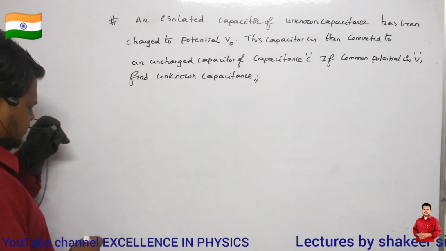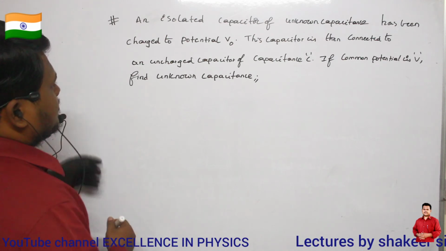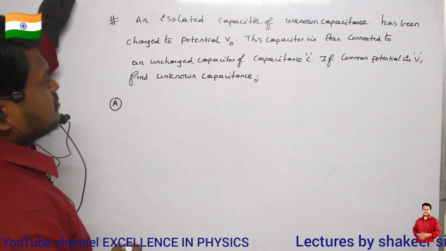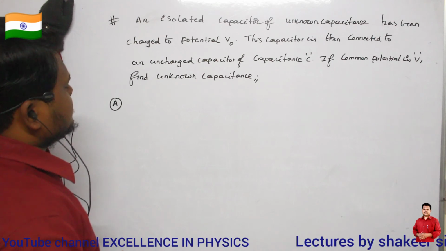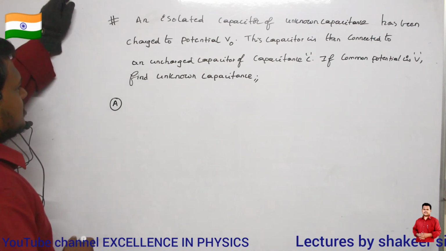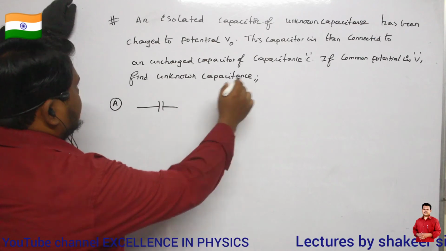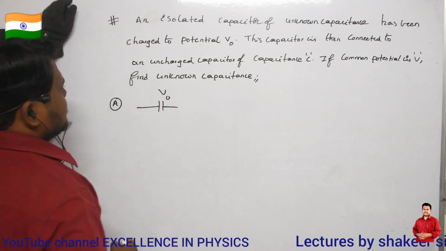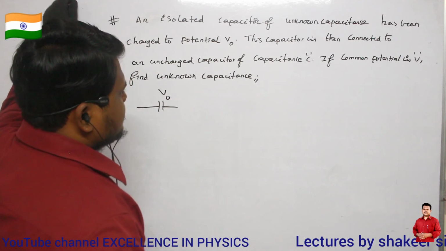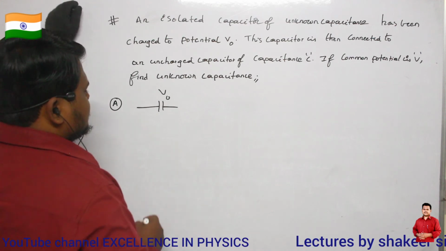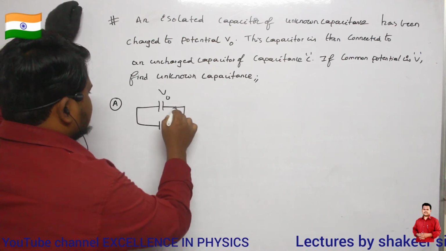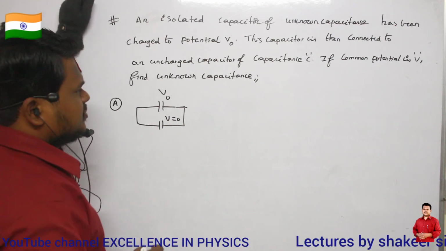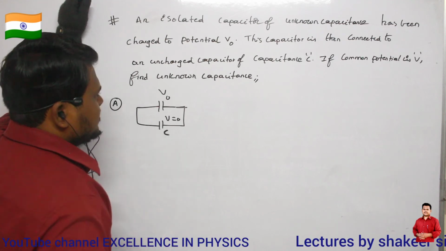So what he gave here: an isolated capacitor of unknown capacitance has been charged to potential V0. So this is one unknown capacitor which is charged to a potential difference of V0. This capacitor is then connected to an uncharged capacitor of capacitance C. This one has a potential difference of 0 because previously it was uncharged, but it has a capacitance of C.